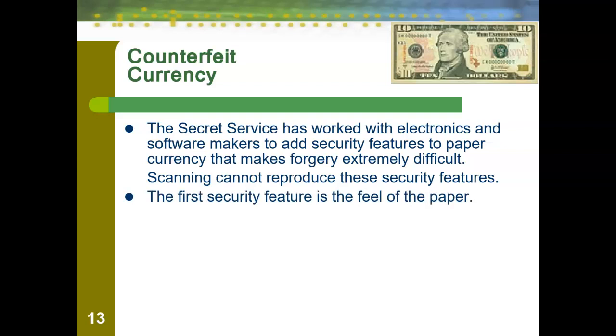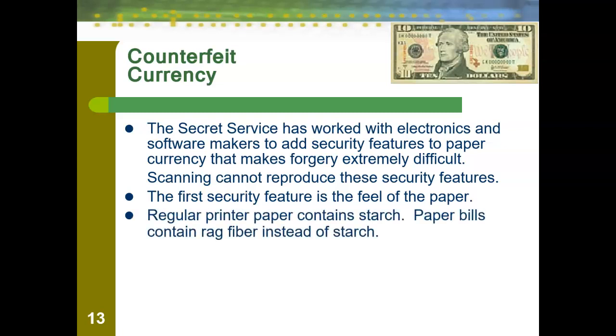The first security feature that often surprises students, and this is not true of all countries, but it is true of our country, is the feel of the paper. Regular printer paper contains starch. It is just made from trees. However, our money is made from rag fiber, so it actually contains cotton fibers in it. So our money is more fabric, really, than it actually is paper. This is why if you've ever washed a pair of pants and they had a dollar bill in the pocket, it did not instantly dissolve. Meanwhile, if you had a note in your pocket and washed it, it probably dissolved, because starch dissolves in water, rag fiber does not.